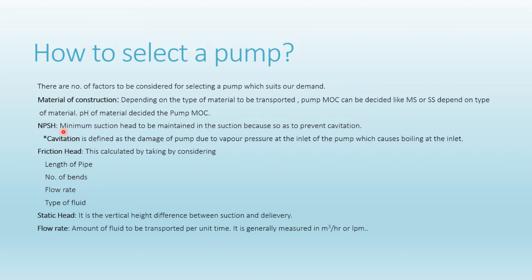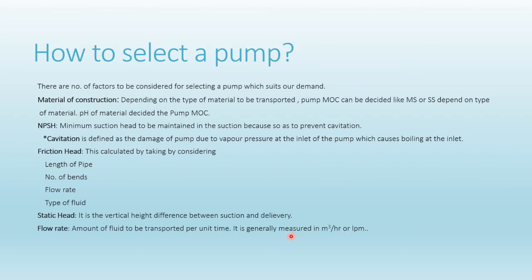Static head means it is the static height difference. If the pump is at the ground floor and the delivery is at the second floor, this is the vertical height. But friction head will be considering the piping arrangement. So total head is the sum of friction head plus static head. Then flow rate. This fluid has to be transferred to that area at like 1 kg per second, or 1 meter cube per hour, or 1 liter per minute. So based on flow rate also we will be deciding the pump.